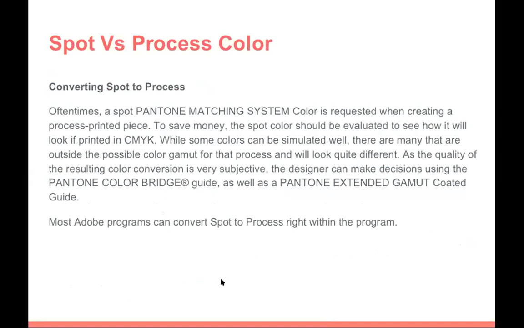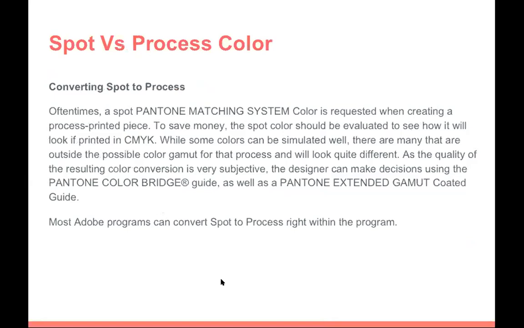Converting spot to process. Oftentimes a spot PMS color is requested when creating a process printed piece. To save money, the spot color should be evaluated to see how it will look if printed in CMYK. They're talking about if you have a process piece, so 4-color CMYK, and everything is printed in CMYK except for a logo that's specifically a spot color. They would take a look to see if they could have it printed in CMYK if it's going to come close to that color. If not, then obviously they would have to stick with both processes.